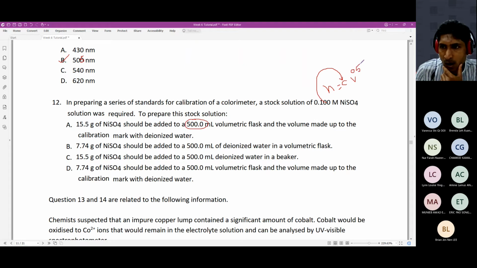So it's 0.5 liter, and 0.1 molar is 0.1 mole per liter. From there we find the number of moles of nickel sulfate, and then to find the mass we just multiply by the molecular weight.